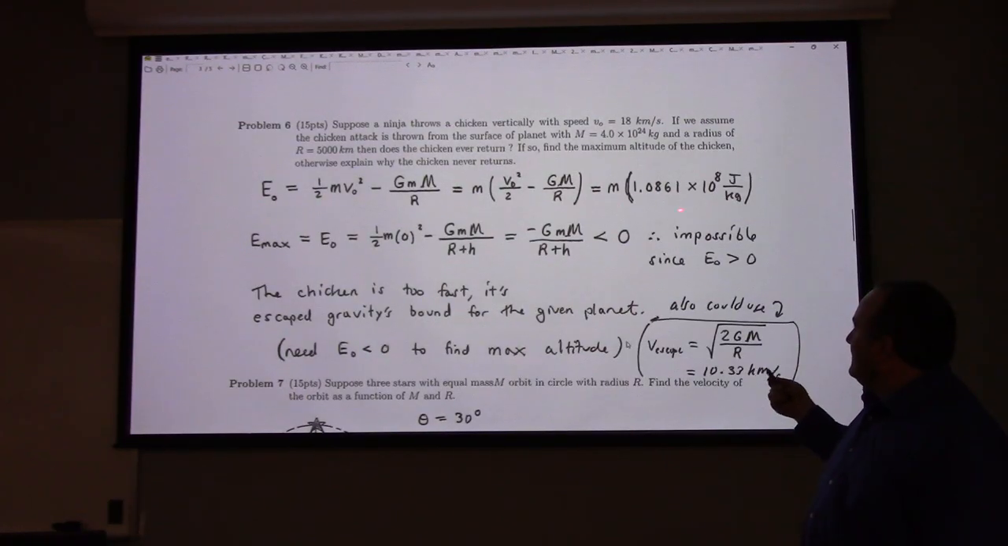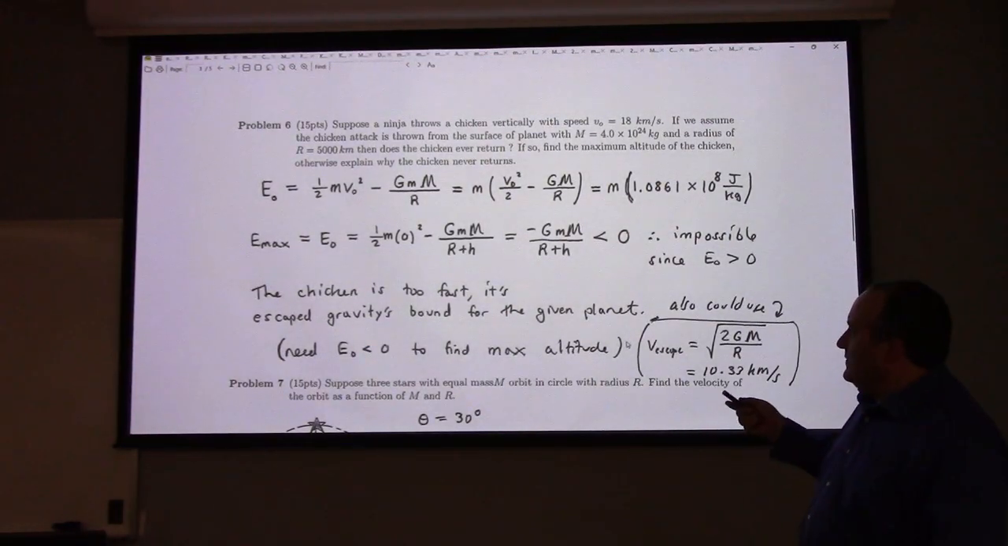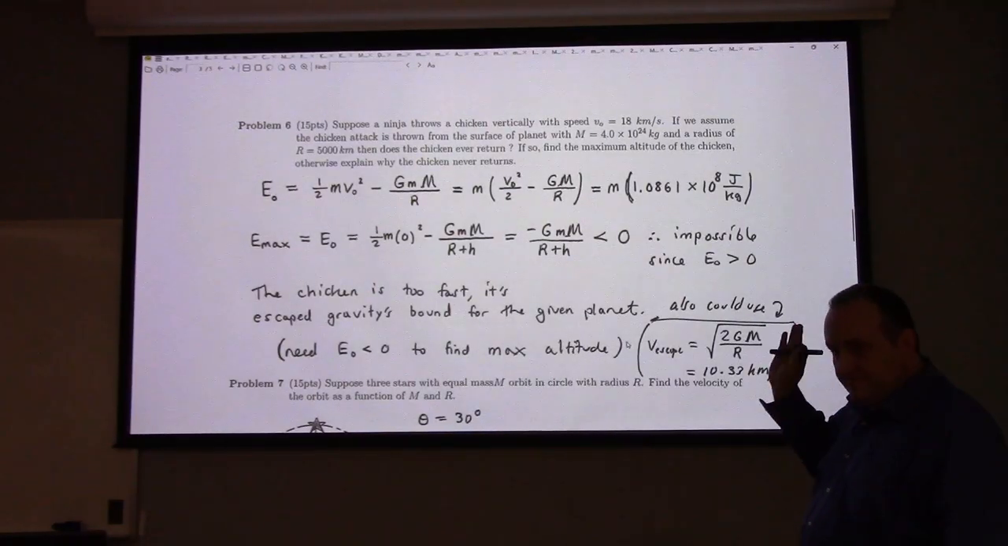So this is positive, this is negative. You can't, no can do, right? You can't solve positive equal negative. There is no solution, which means that the energy is too great. The chicken never returns, it just keeps going.